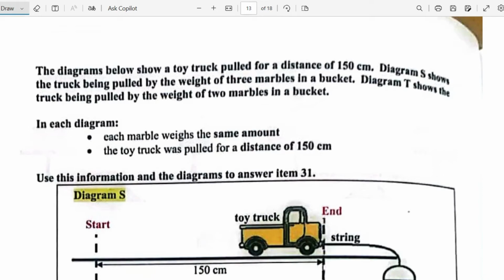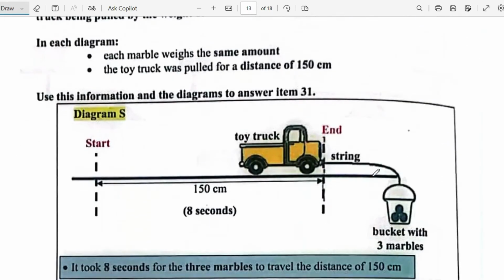The diagram below shows a toy truck pulled for a distance of 150 centimeters. Diagram S shows the truck being pulled by a weight of 3 marbles in a bucket. Diagram T shows the truck being pulled by the weight of 2 marbles in a bucket. In each diagram, each marble weighs the same amount, and the toy truck was pulled for 150 centimeters. Use the information on the diagram to answer item 31.